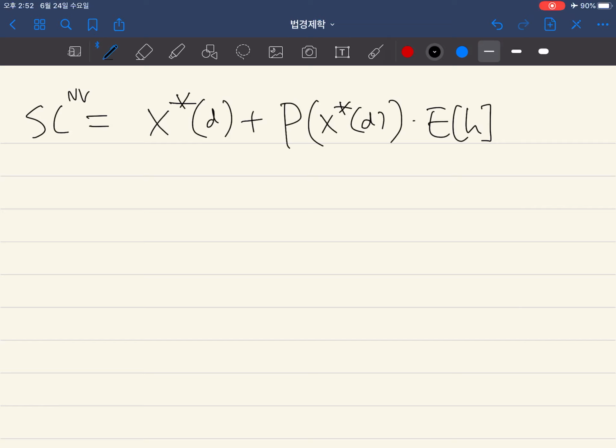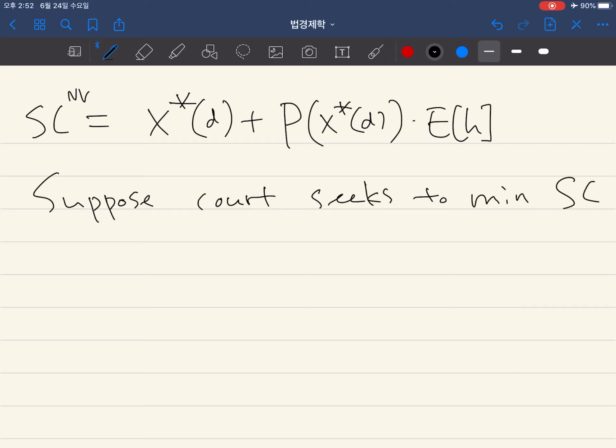And suppose the court wants to minimize this social cost expression. So suppose the court wants to minimize social cost. So in other words, we want to think about a minimization problem.